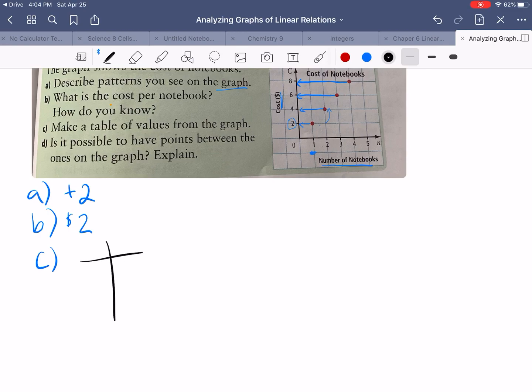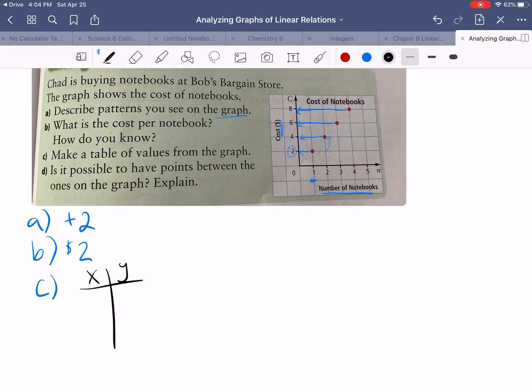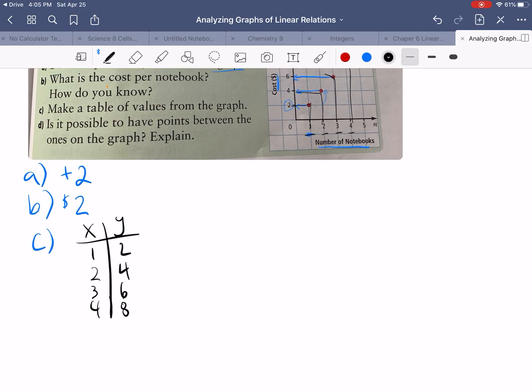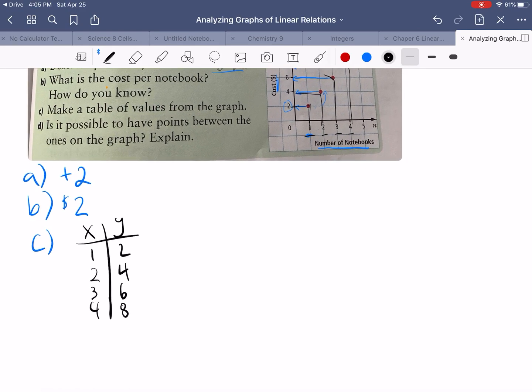C, make a table of values from this graph. Okay, so guys, same thing, x in the front, y in the back. First write your x values. You've got 1, 2, 3, and 4. And let's take a look at the coordinates. 1 and 2, 2 and 4, 3 and 6, 4 and 8.